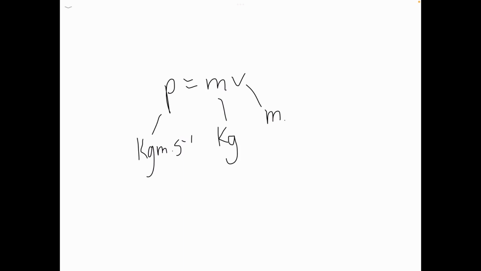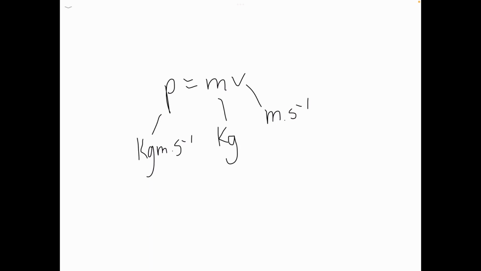The momentum of an object is defined as the product of mass and velocity, which can be expressed as P = mv, where P is the momentum in kilogram meters per second, m is the mass in kilograms, and v is the velocity in meters per second. Now, momentum is a vector quantity, meaning it has both a magnitude and a direction. Therefore, it can have a negative or a positive value depending on its direction.